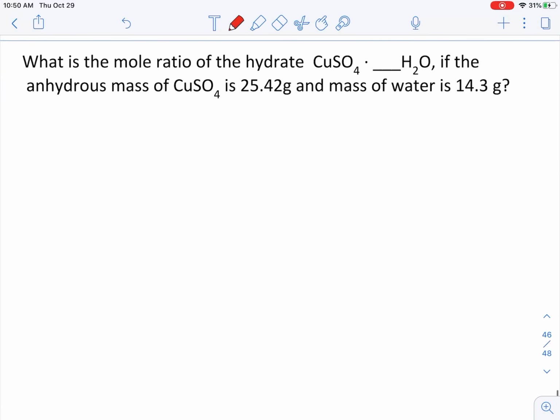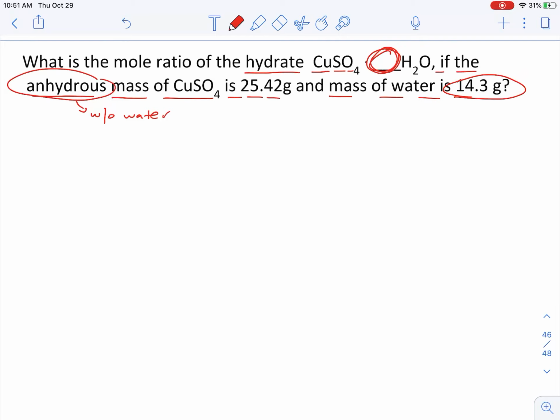So what is the mole ratio, or what is the formula for the hydrate CuSO4, and what is this number? So we're looking at how do we name this hydrate. If the anhydrous mass of copper sulfate is 25.42 grams, in other words, without water, and there's a mass of water of 14.3 grams when it absorbs moisture. So if I have the copper sulfate without water weighing that much, and then with water it weighs 14.3 grams more, because that's how much water it can absorb. Well, let's take a look.